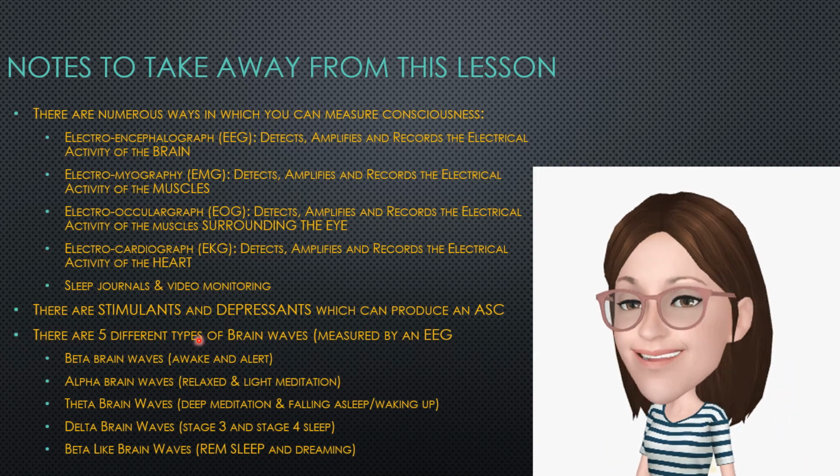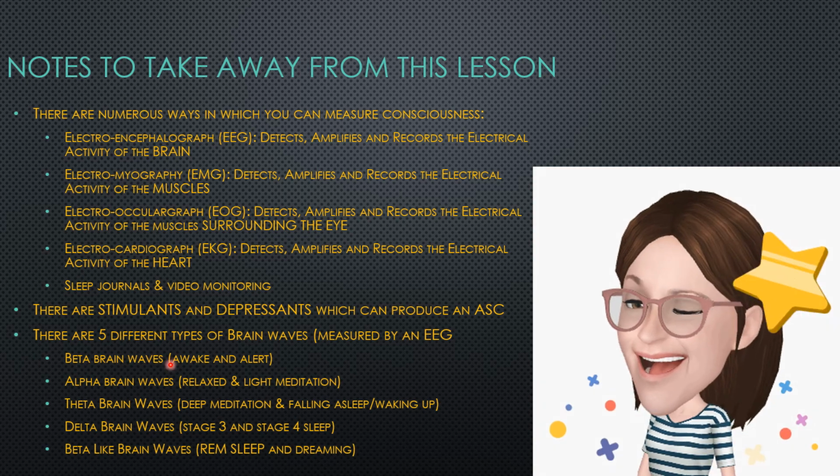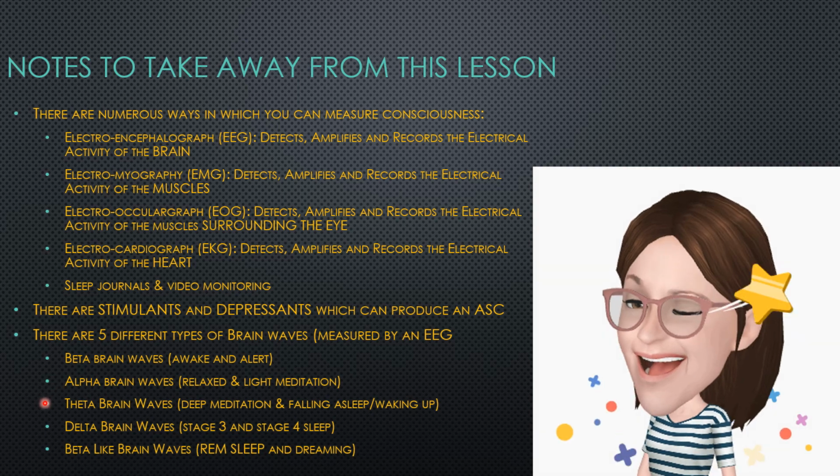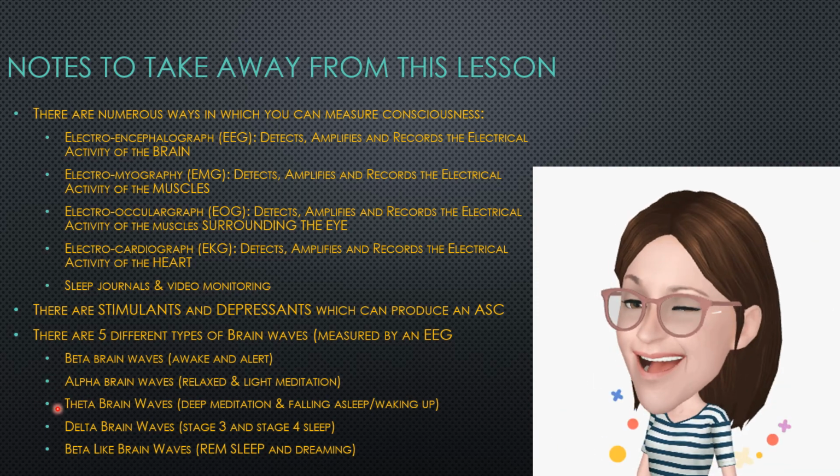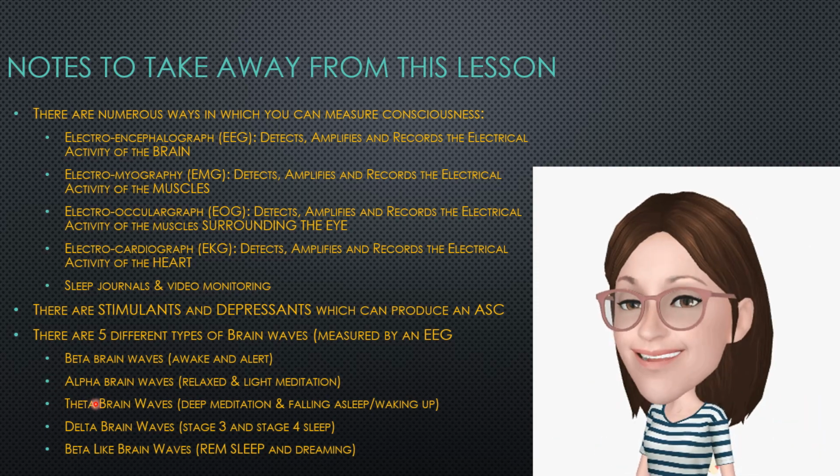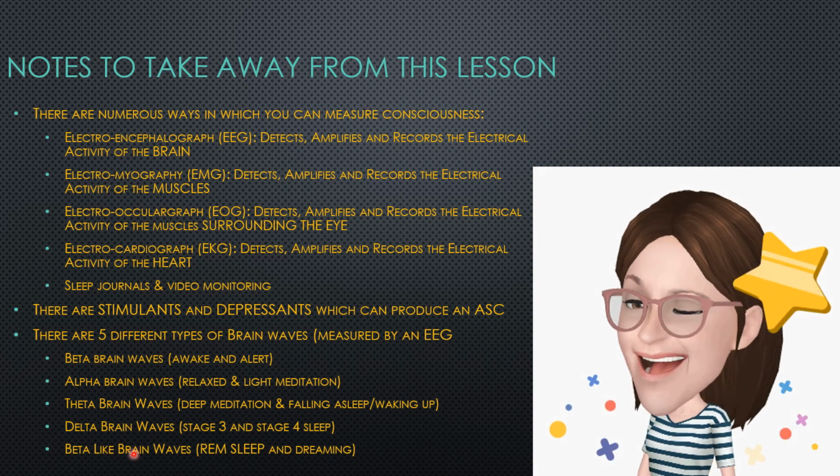And there are 5 different types of brainwaves measured by an EEG. Beta brainwaves are when you're awake and alert. Alpha brainwaves when you're relaxed and in light meditation. Theta brainwaves when you're in deep meditation, falling asleep, waking up, when you're creative, that sort of stuff. Delta brainwaves are stage 3 and stage 4 sleep, and then beta-like brainwaves are REM sleep and dreaming.